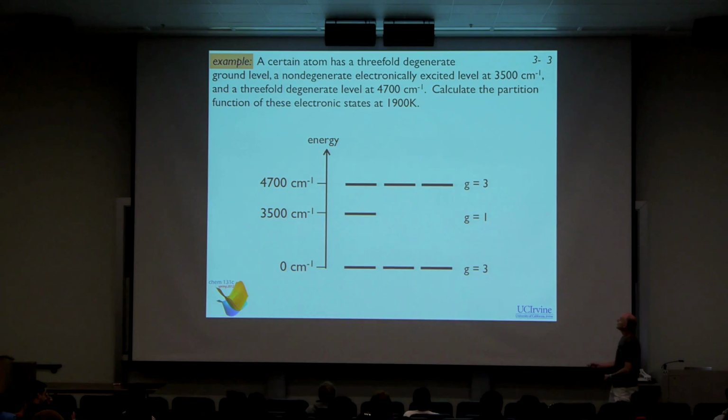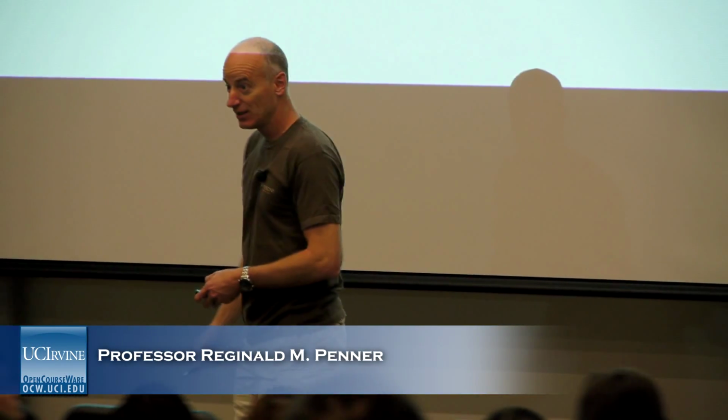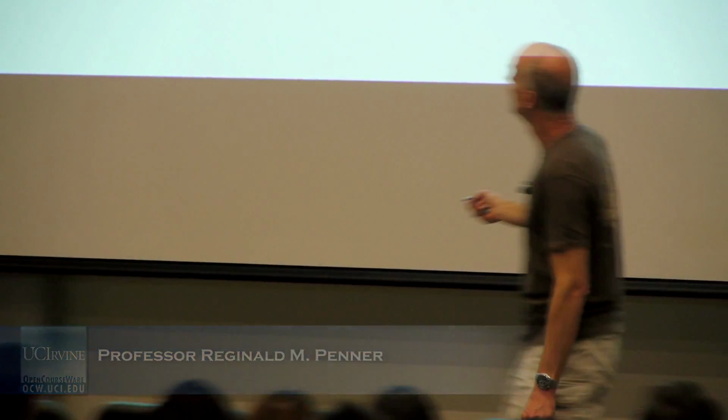Okay. A certain atom has a threefold degenerate ground state, a non-degenerate electronic excited level at 3,500 wave numbers, and a threefold degenerate level at 4,700 wave numbers. This is the last example we did on Wednesday, but we did it fast. So let's just do it again briefly, remind ourselves how this works.